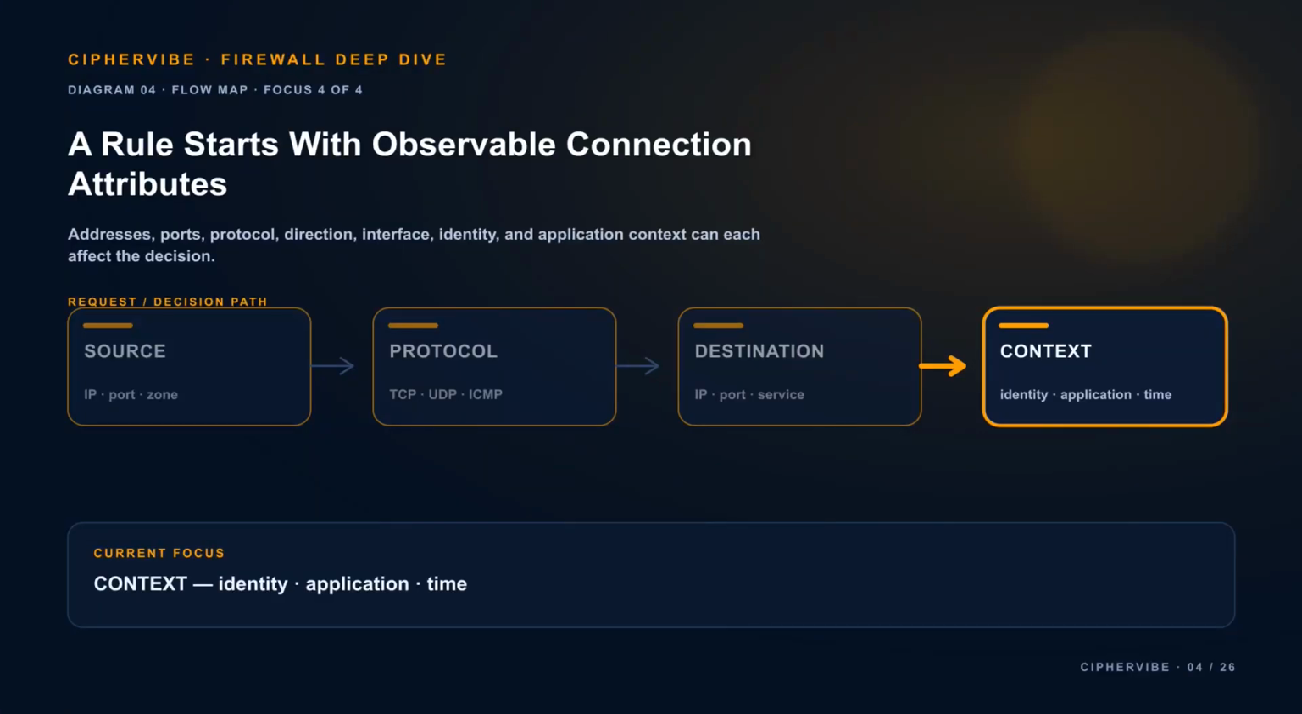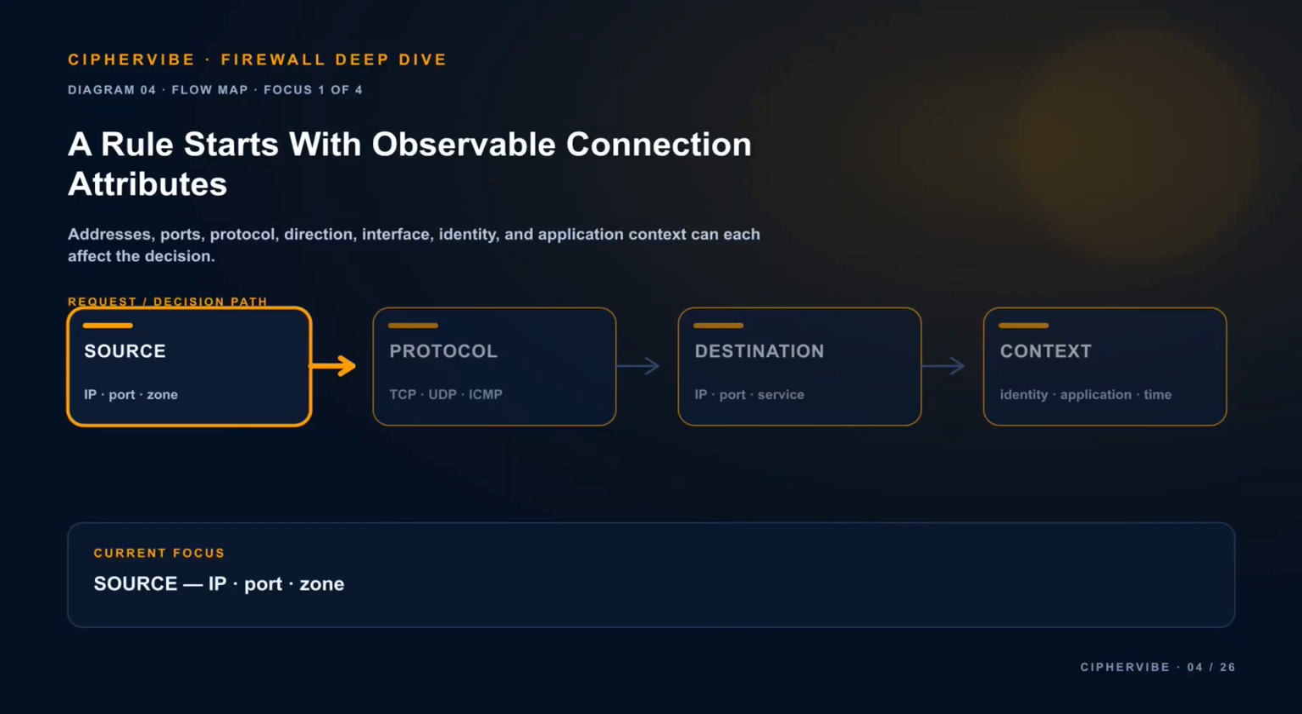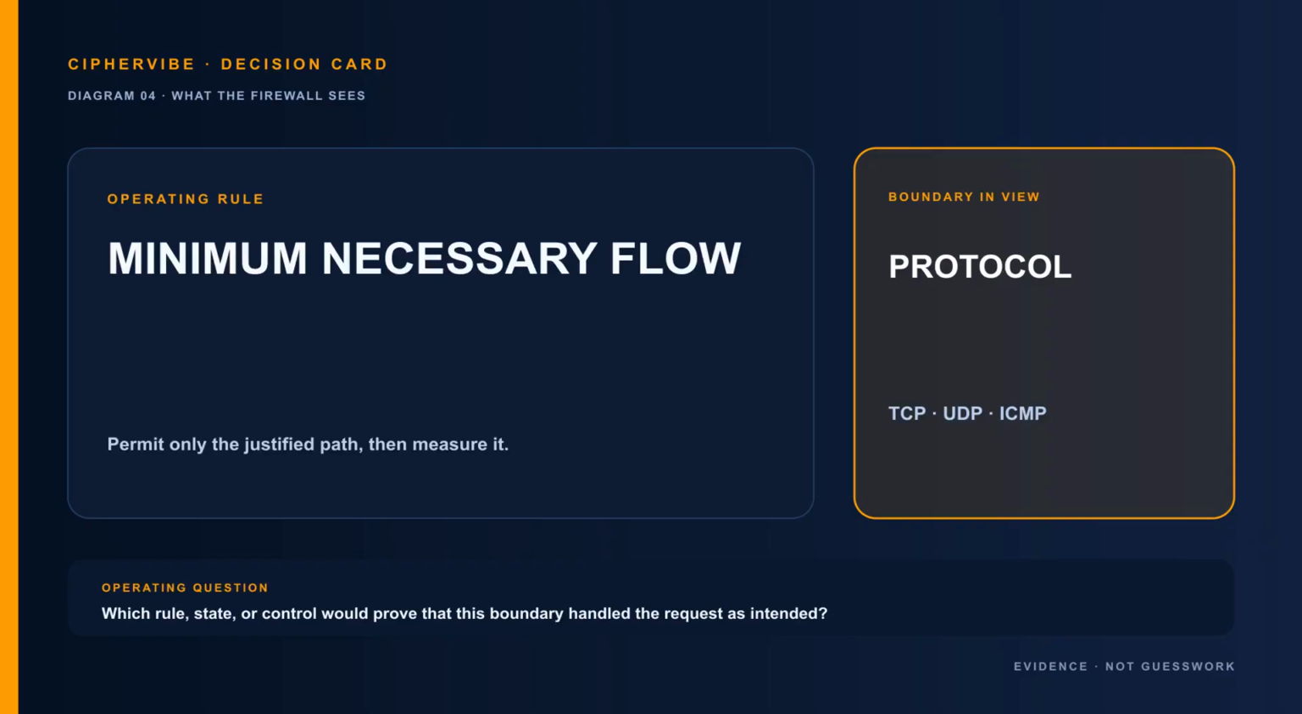Mechanically, a packet or connection presents fields that the platform can observe. The policy engine evaluates supported fields in a defined order and selects the first applicable action or a default action. The common failure is that operators assume a friendly service name guarantees a safe rule, even though different products resolve names, track dynamic addresses, inspect encryption, and define application context differently.